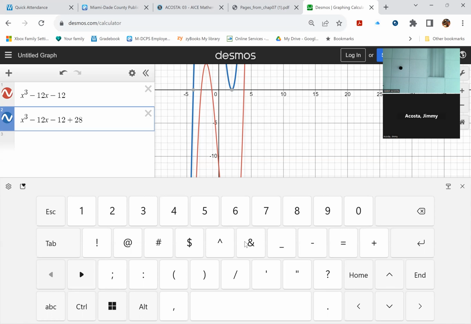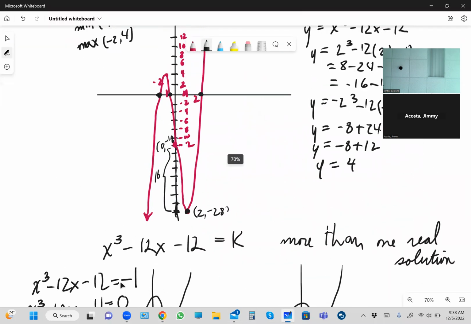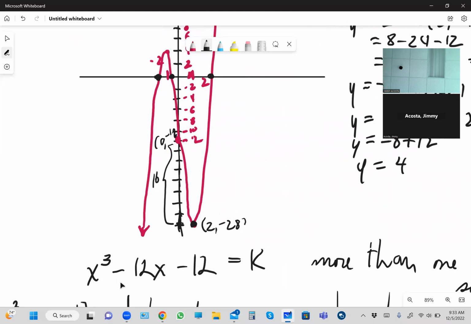So now, let's talk about this carefully. Let's try to think about it. So back to this here: x to the third minus 12x minus 12 equals k. If I wanted to have more than one answer, more than one real root, then I have to pick k's.